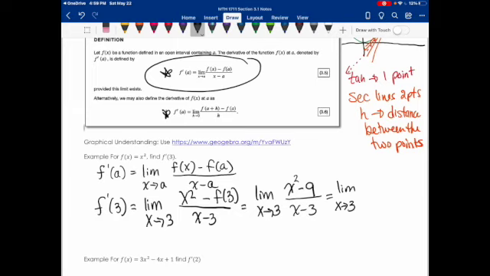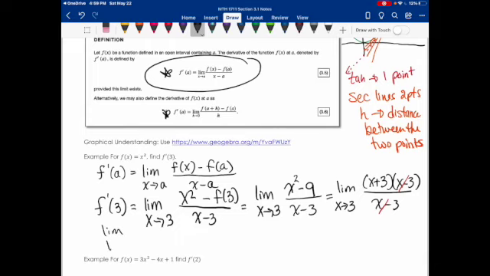Now we're going to use our tricks and our limit laws to break this down. I'm going to factor x squared minus 9 into x plus 3, x minus 3, all over x minus 3. I can cross this off.